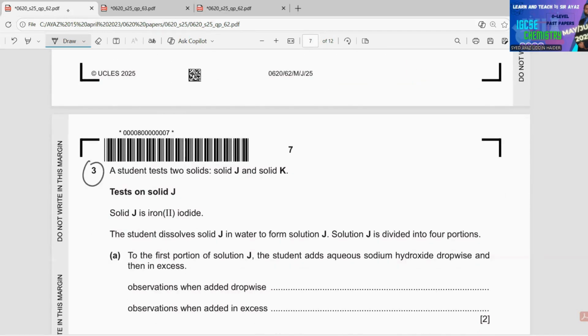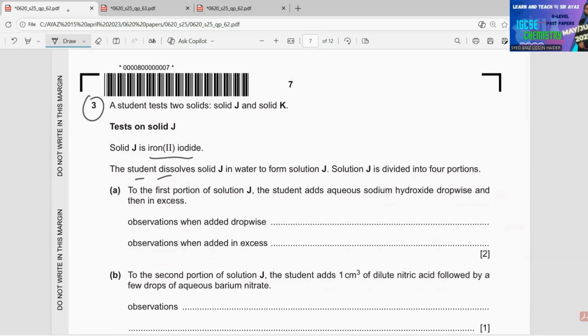Number 3, a student tests two solids, solid J and solid K. Tests on solid J. Solid J is iron 2 iodide. Now they already gave us the name of the solid. The student dissolves solid J in water to form solution J. Solution J is divided into 4 portions. A, to the first portion of solution J, the student adds aqueous sodium hydroxide dropwise and then in excess. Observations when added dropwise, observations when added in excess.